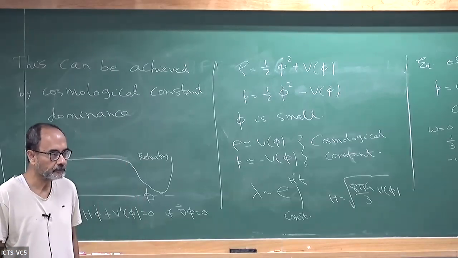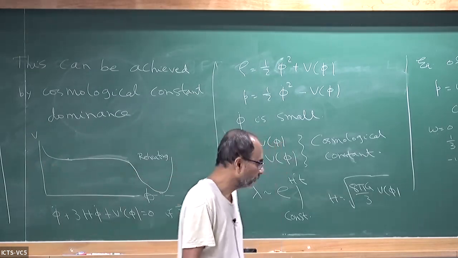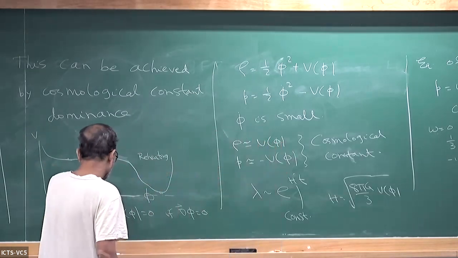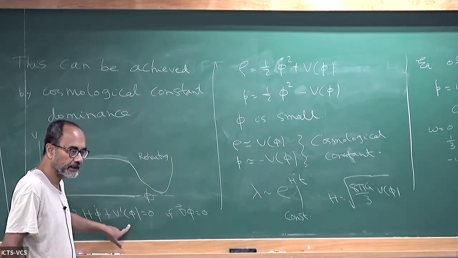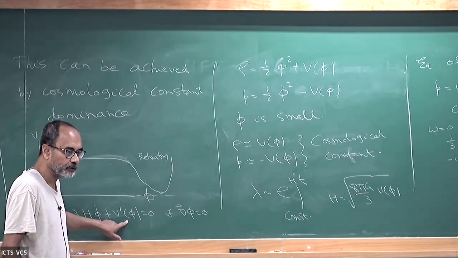The slowness of the rolling was covered by that phi equals 0, right? Also, V prime phi equal to 0, because V prime phi is the driving force, right? So these had to be small.